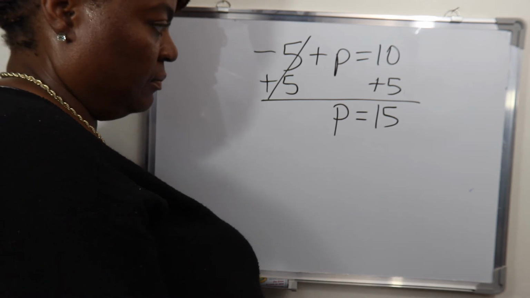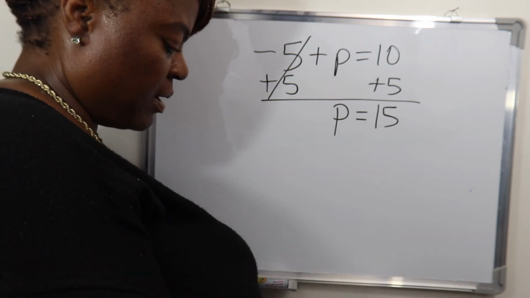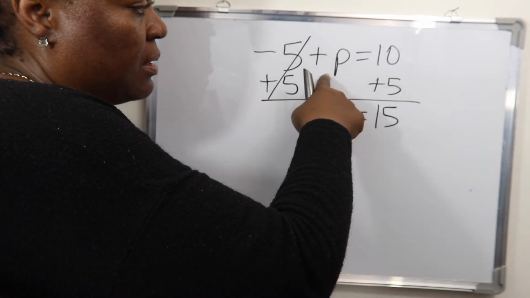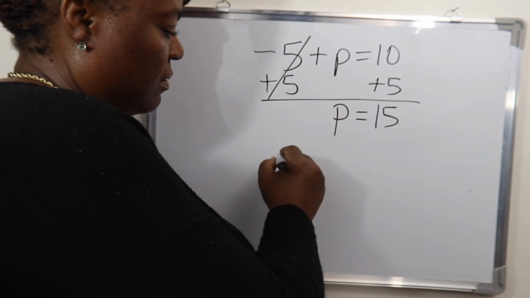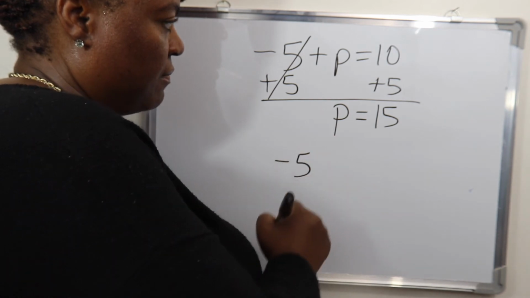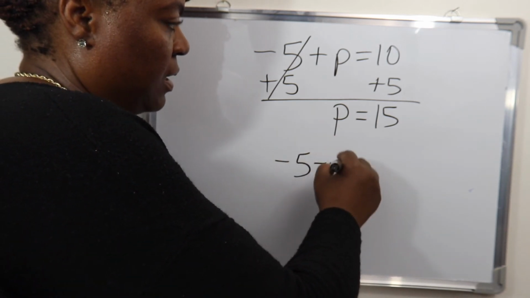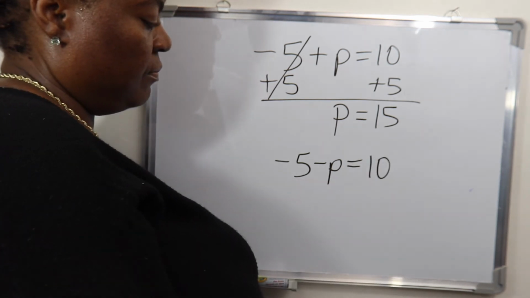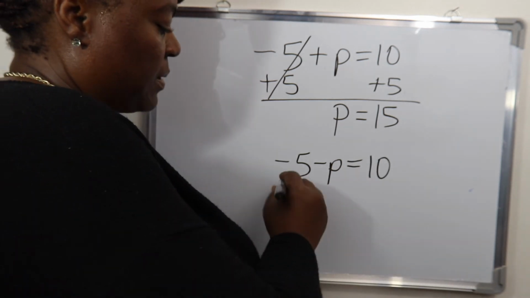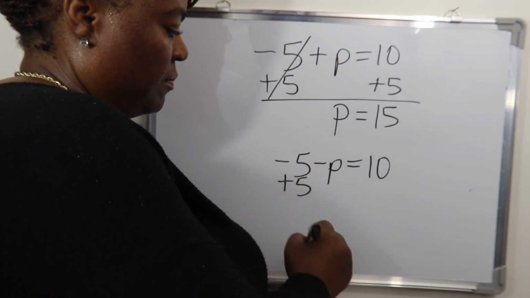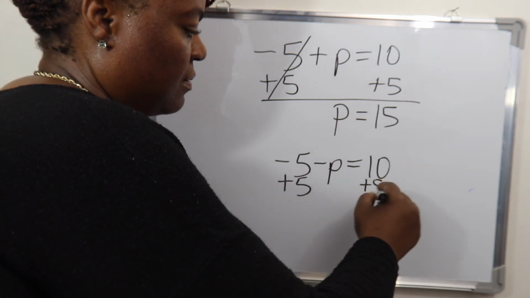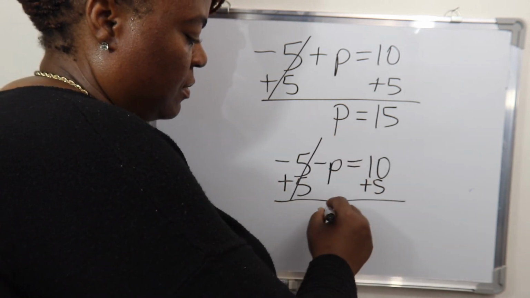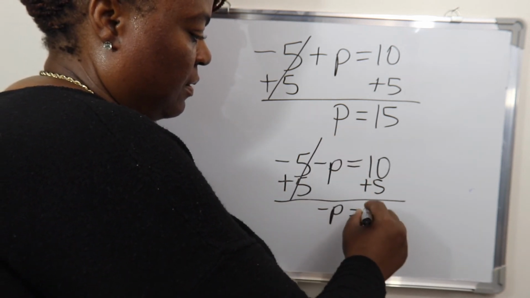I want to leave this up here for a moment. I want to show you this -5, but I thought I'd make the p negative as well. So that's a -5, negative p equals 10. We still need to find the opposite. Put it on both sides. That's 0, negative p, 15.